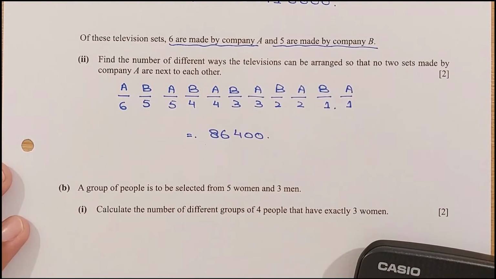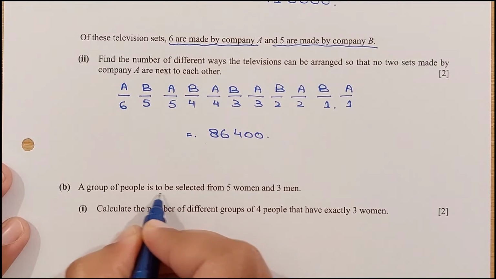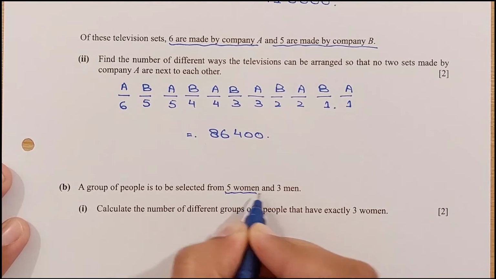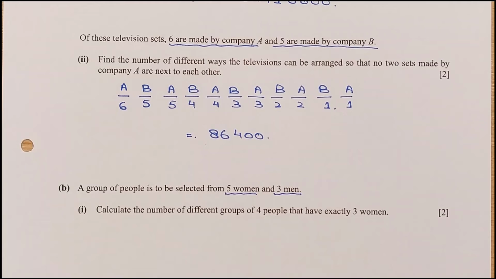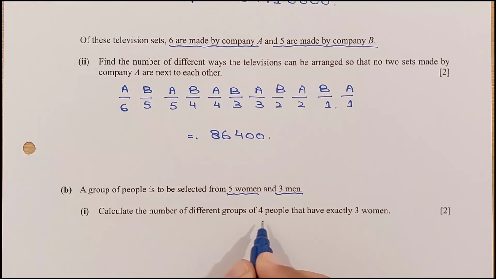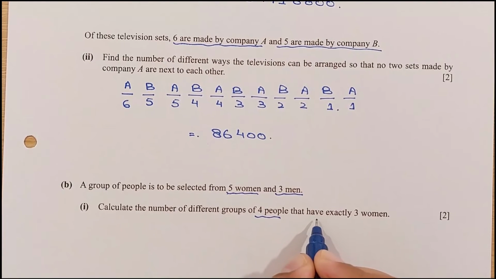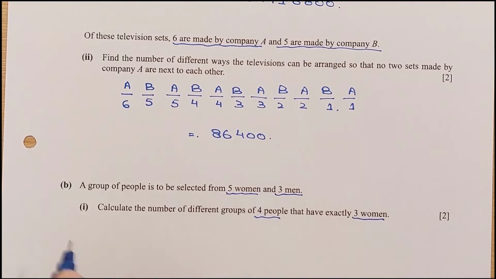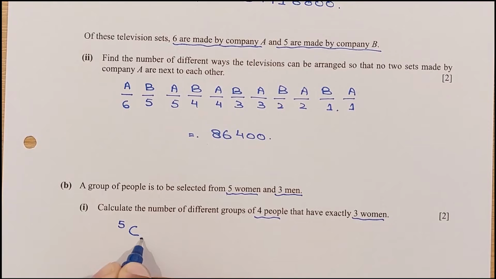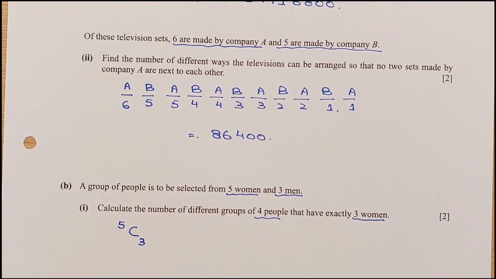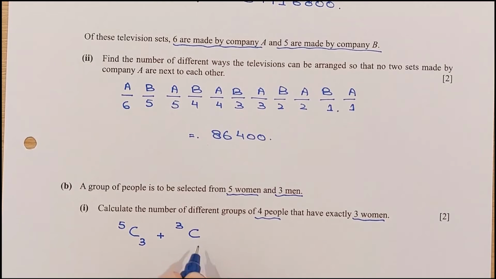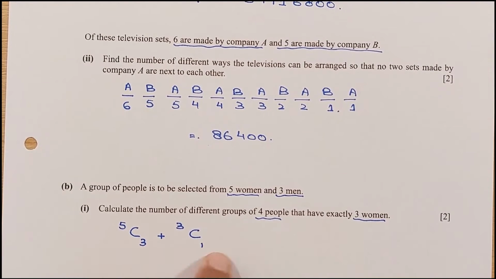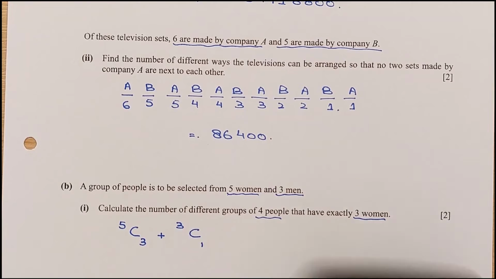Right. Now for part B, a group of people is to be selected from 5 women and 3 men. Number 1, calculate the number of different groups of 4 people that have exactly 3 women. There are 5 women, and we have to select exactly 3 women. Plus from 3 men, we have to select 1, because the total has to be 4. 3 plus 1, the total is 4.